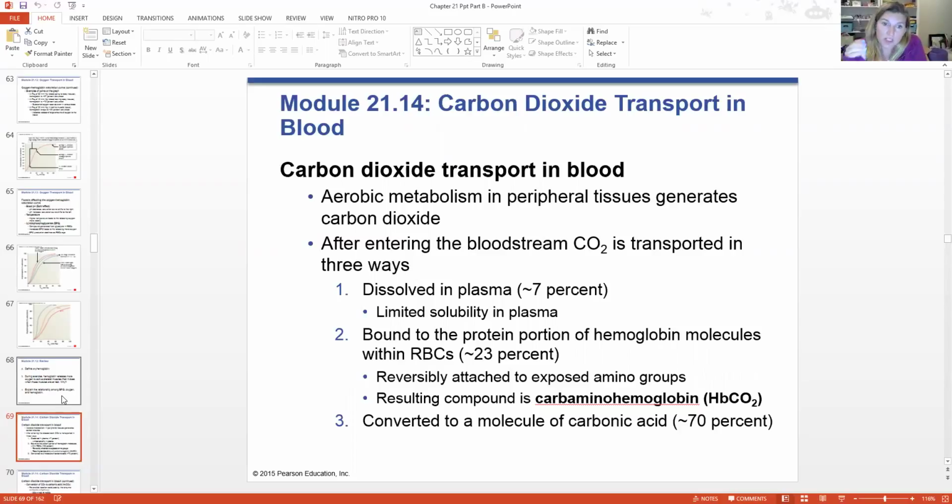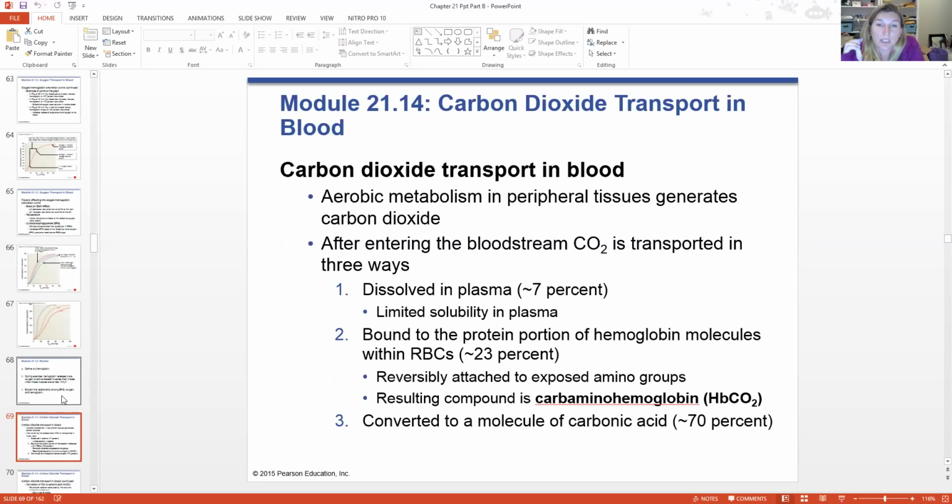A larger percentage is actually going to bind to hemoglobin. Did you know that? So our oxygen is not only bound to hemoglobin, but carbon dioxide can also bind to hemoglobin. It forms a molecule called carbaminohemoglobin, HbCO2. It's reversibly attached, just like oxygen, so it can pop on and pop off as needed.